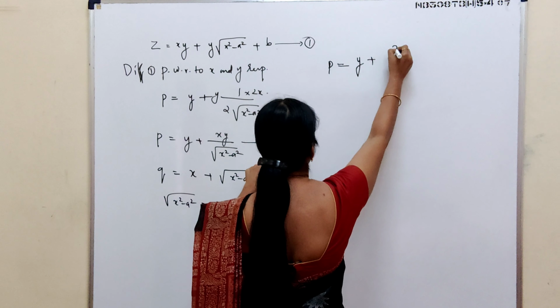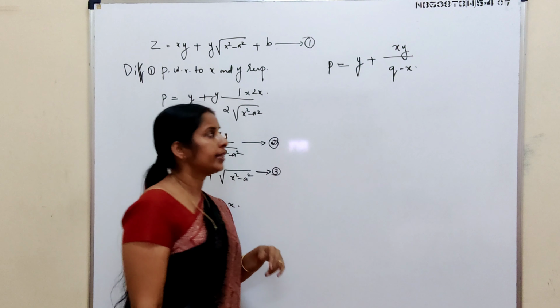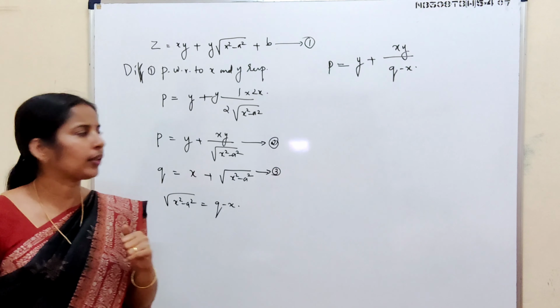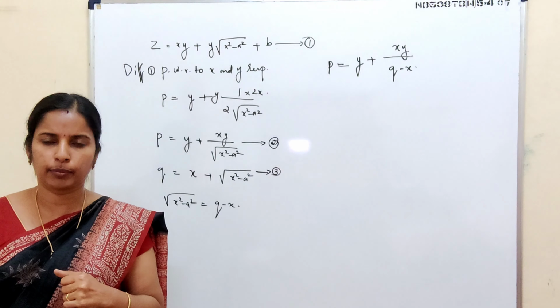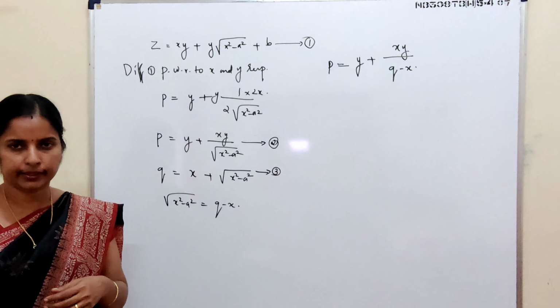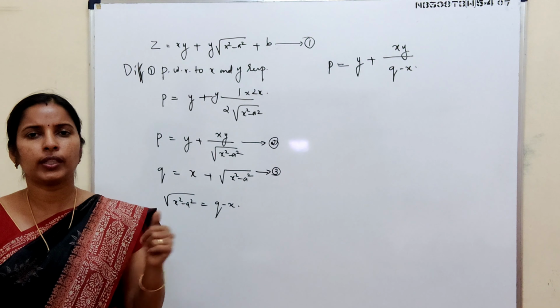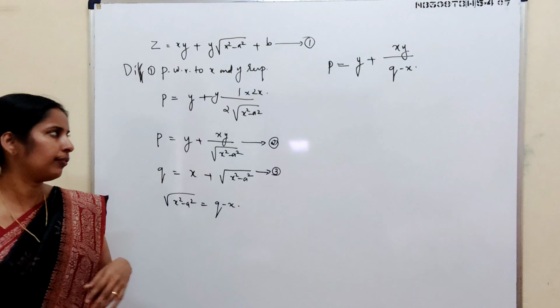So p is equal to y plus xy by q minus x. See, it is an equation containing the partial derivatives p and q and which is free from the arbitrary constants a and b. So it is the required partial differential equation from the given set. So this is the equation. Again you can make simplification. It's not necessary, but let me simplify.